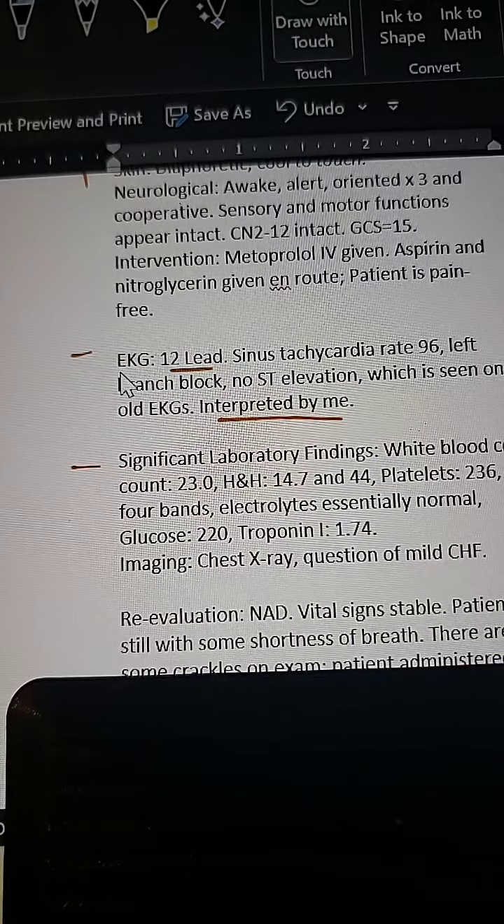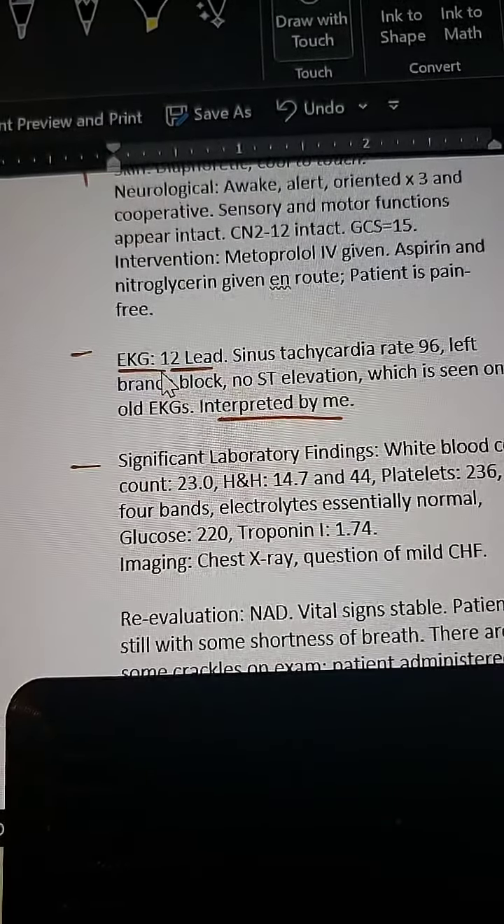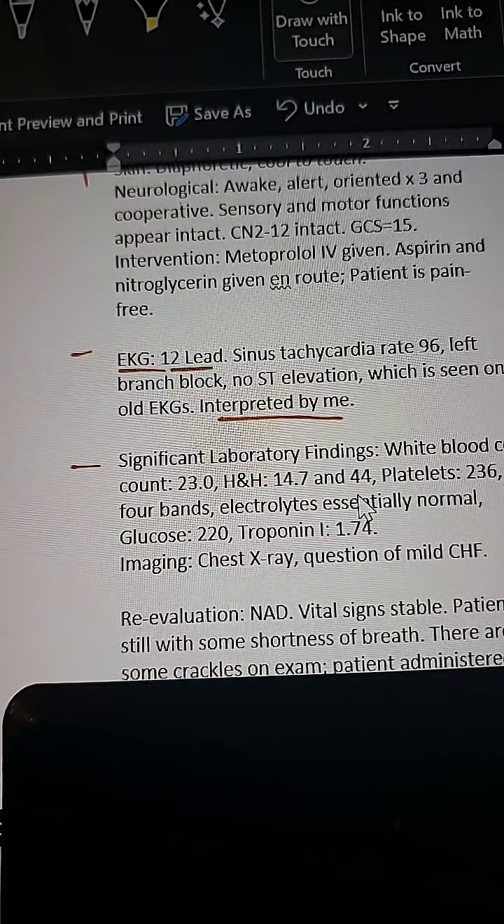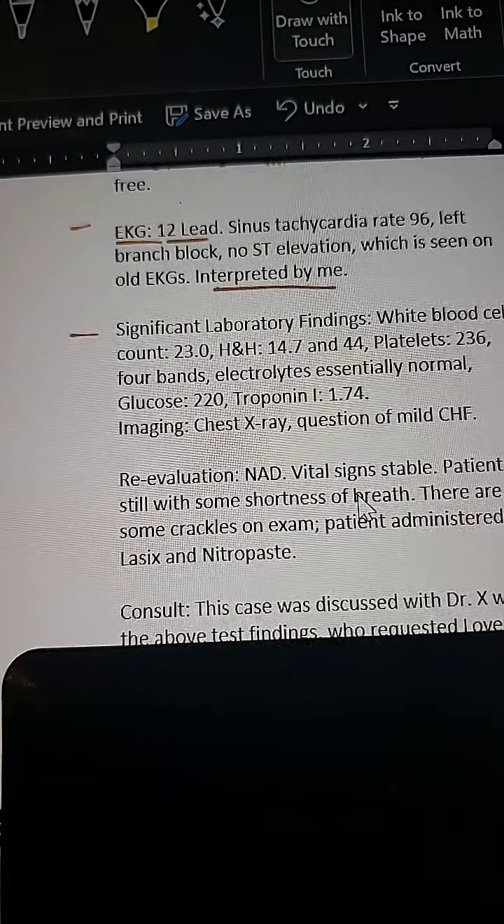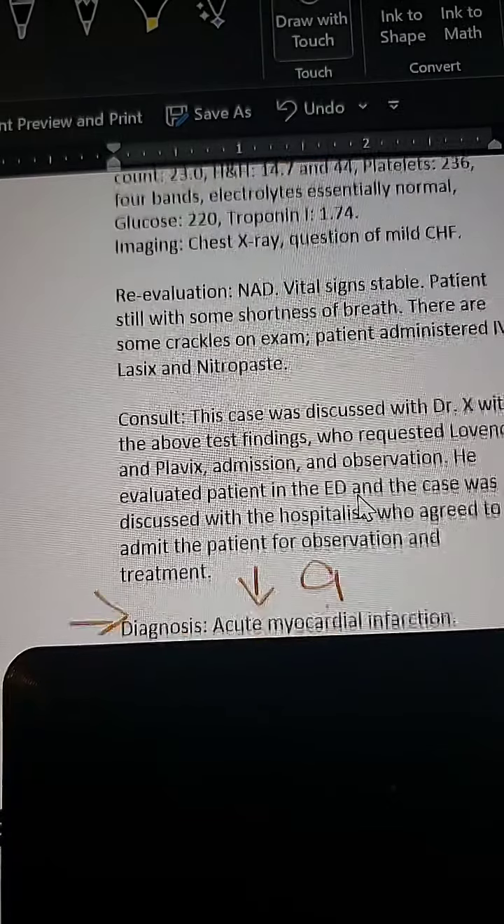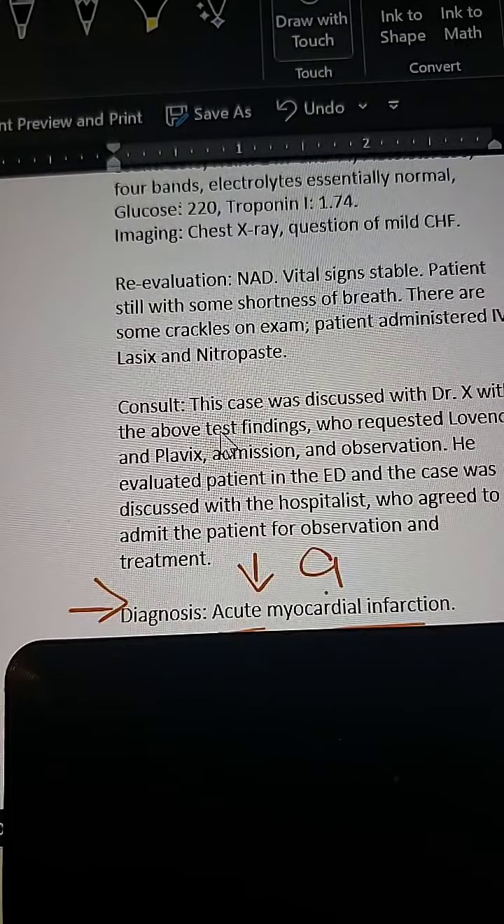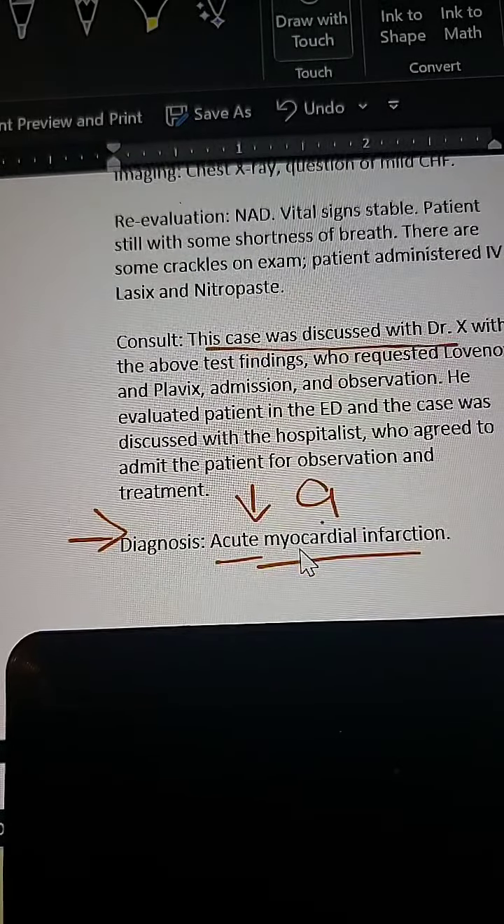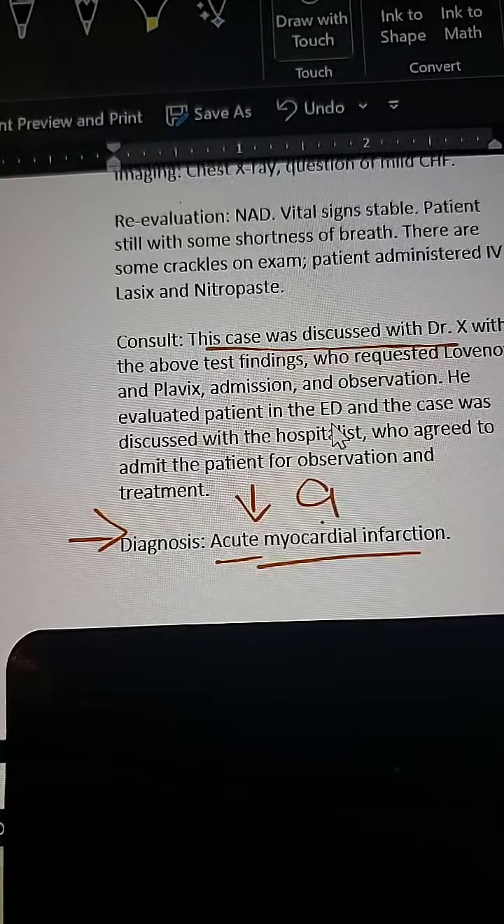Just says EKG 12. They consulted with another doctor about the case, but we're still only coding for the ED doctor.